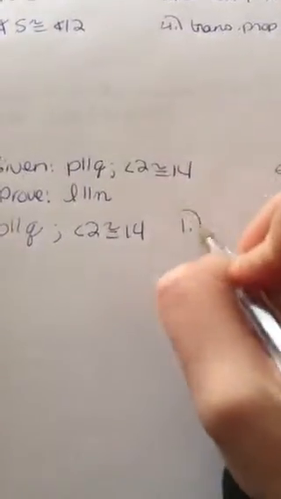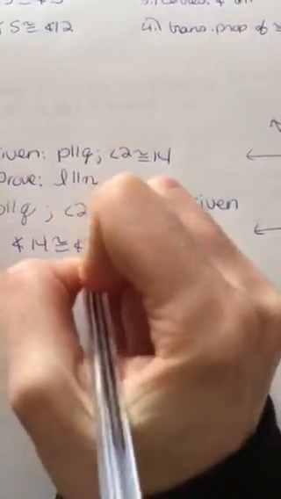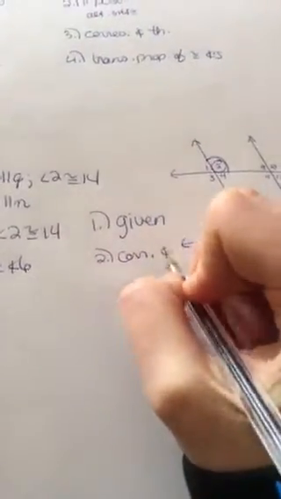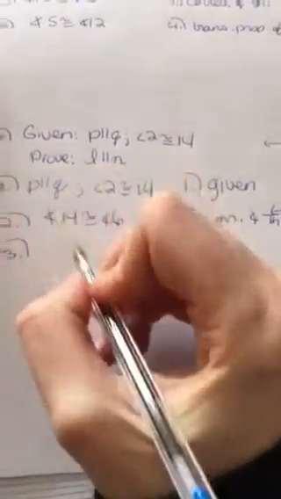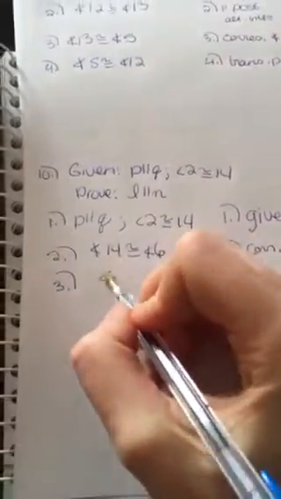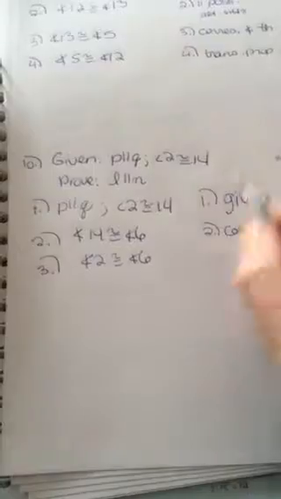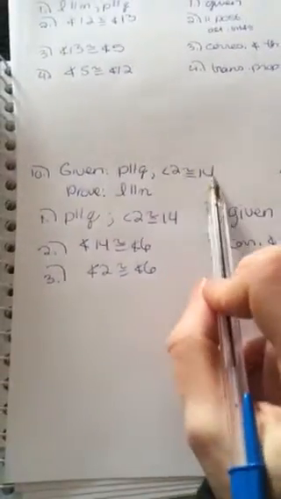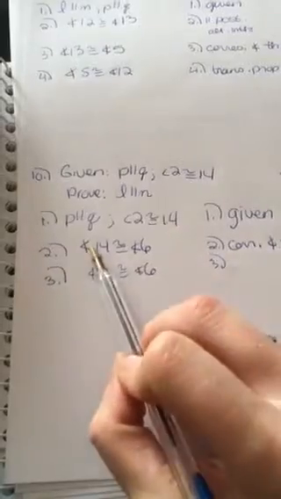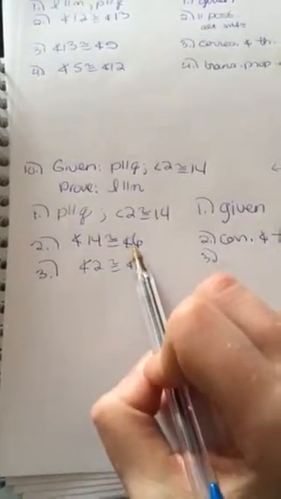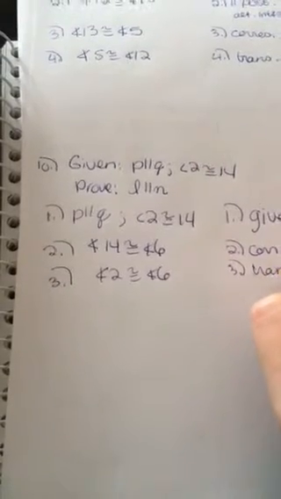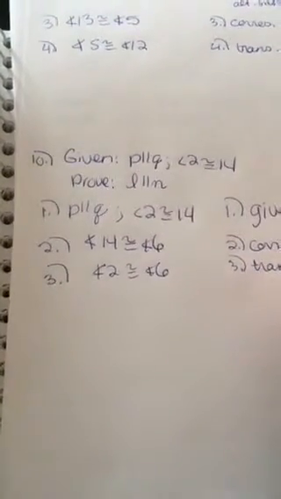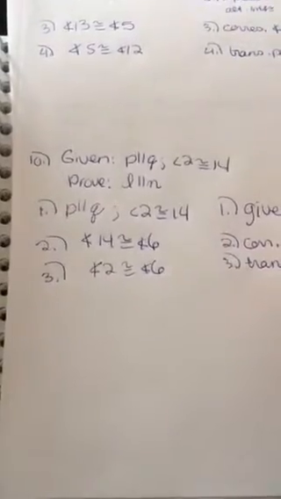Oops, I didn't write given right there. Sorry, guys. Angle 14 is congruent to angle 6. And that is through the corresponding angle theorem. And then I can say that angle 2 is congruent to angle 6 using the transitive property, because if 2 and 14 are congruent and 14 is congruent to 6, then 2 has to be congruent to 6 as well. So transitive property of congruent angles.